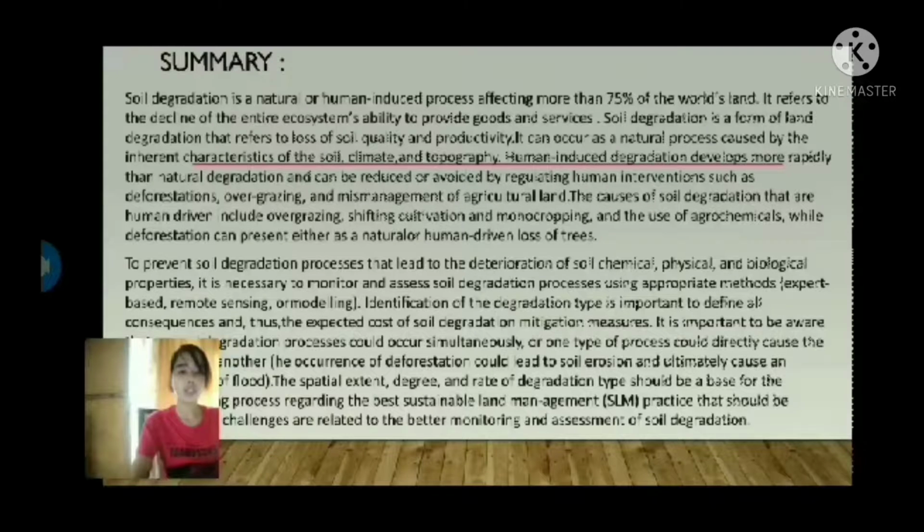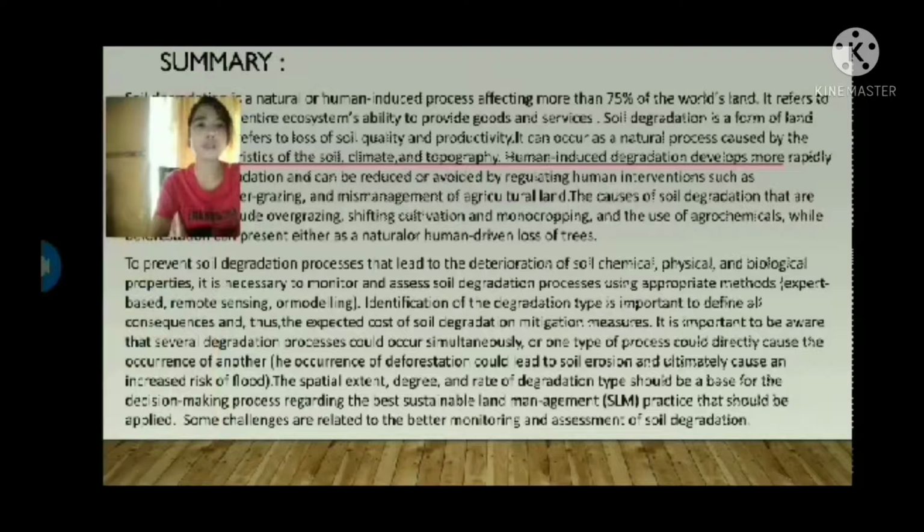The causes of soil degradation that are human-driven include overgrazing, shifting cultivation, monocropping, and the use of agrochemicals, while deforestation can present as either a natural or human-driven loss of trees. Soil degradation processes lead to the deterioration of soil chemical, physical, and biological properties. It is necessary to monitor and assess soil degradation processes using appropriate methods, such as expert-based approaches, remote sensing, or modeling.